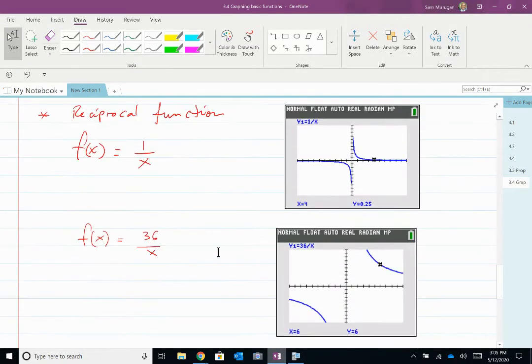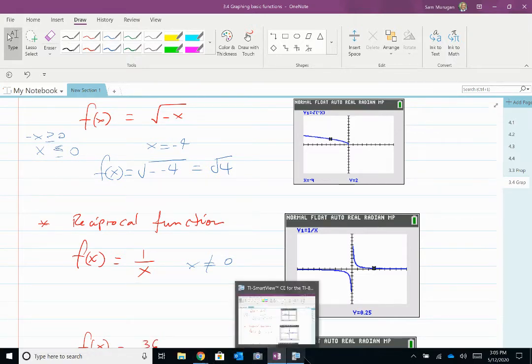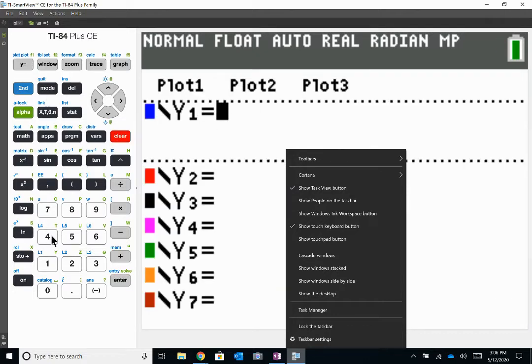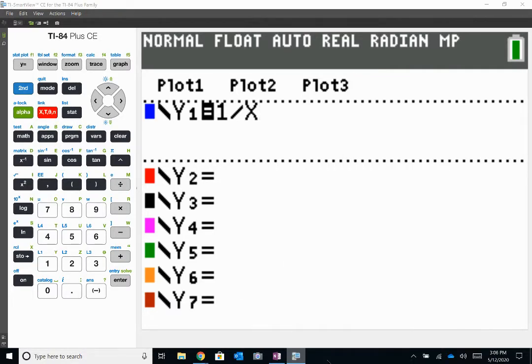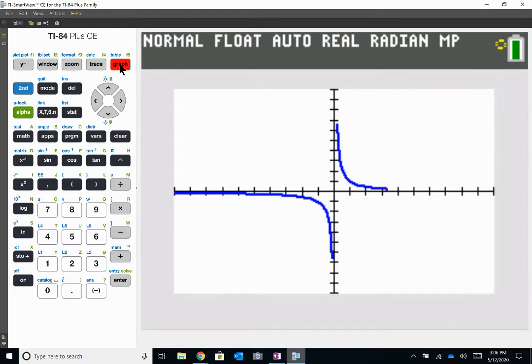Then we can talk about the reciprocal function, which is the function of 1 over x. Notice that x cannot equal 0 because we're not allowed to divide by 0. Okay, so let's go ahead and plug this into our calculator. 1 divided by x, and we see this graph. Notice this graph does not touch the x or the y axis. It just skims along it.